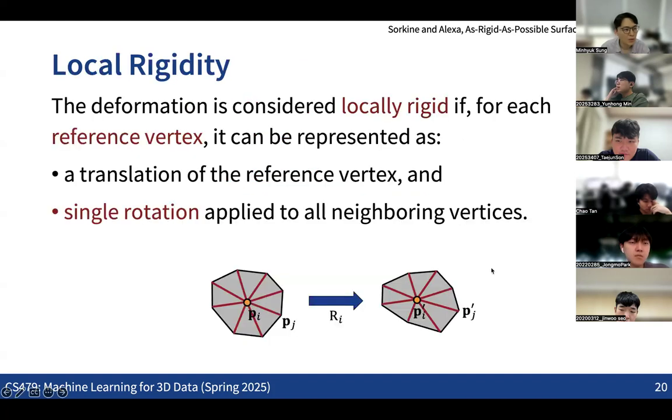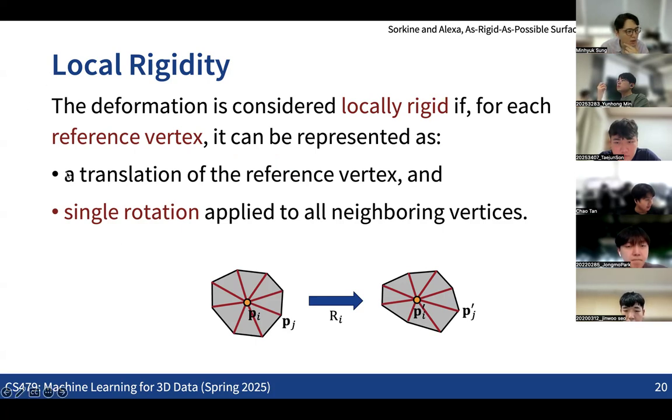When you talk about the locally rigid transformation, that means that for every single vertex over the 3D mesh, we can represent the information as moving the reference vertex to another position, and all the neighbor vertices, their new positions, are represented with a single rotation.